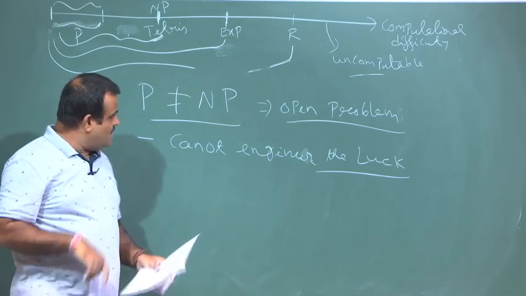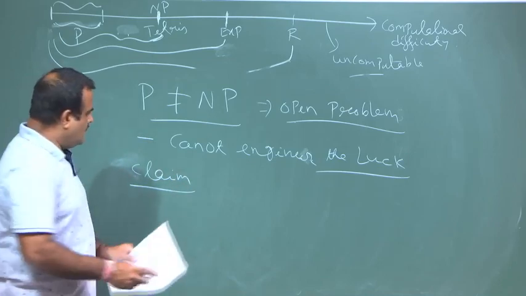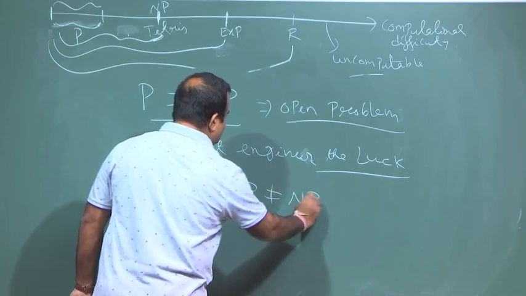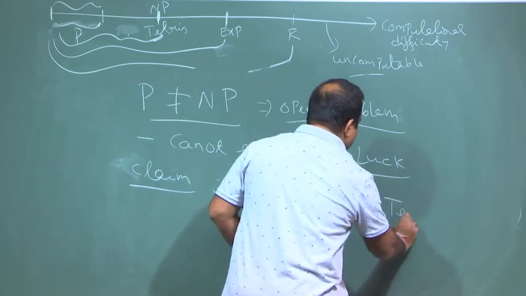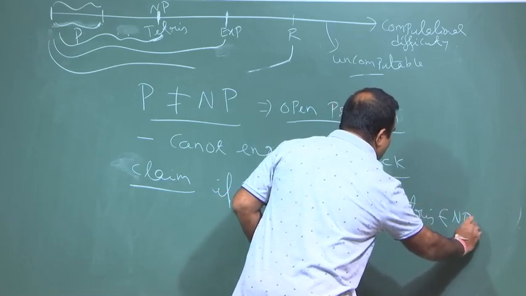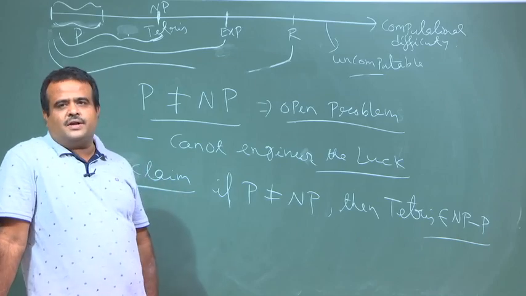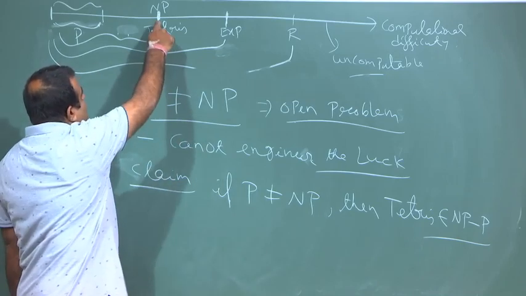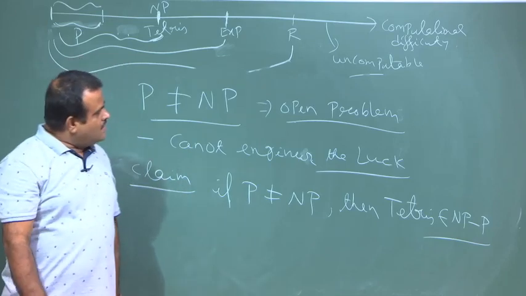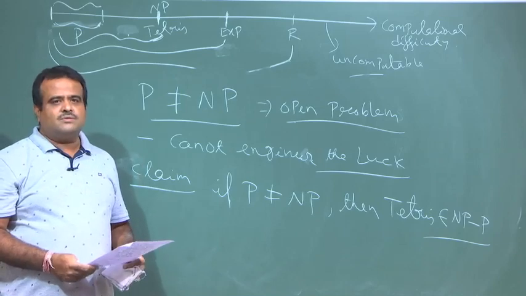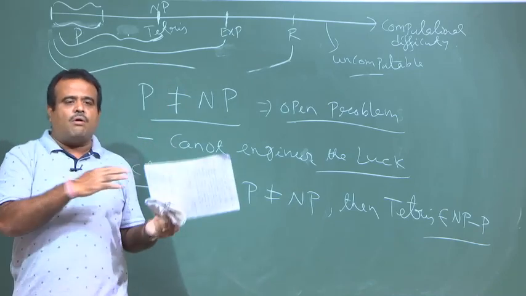So, now our claim is, if P is not equal to NP, then Tetris belongs to NP minus P. So, Tetris is the hardest problem in NP. And this is why it is called NP hard, as hard as every NP problem. So, it is the hardest problem among all NP problems.